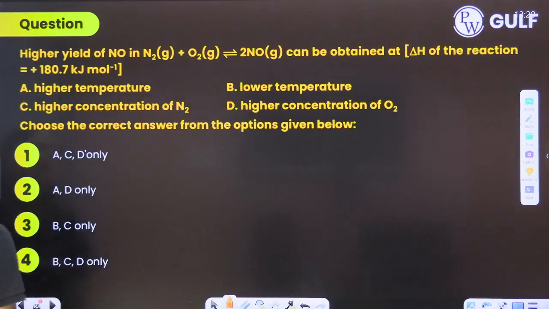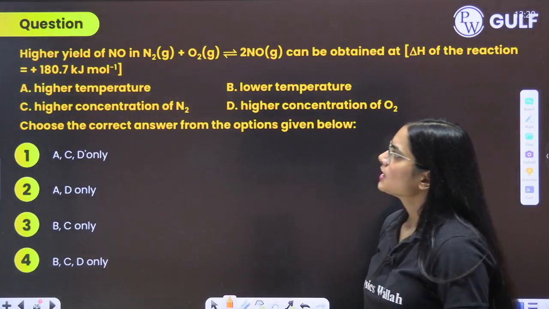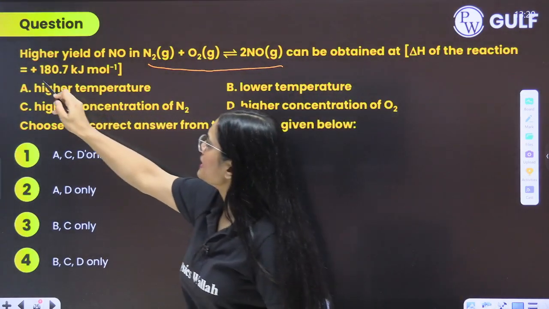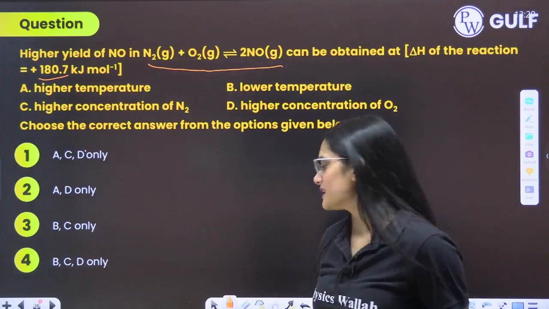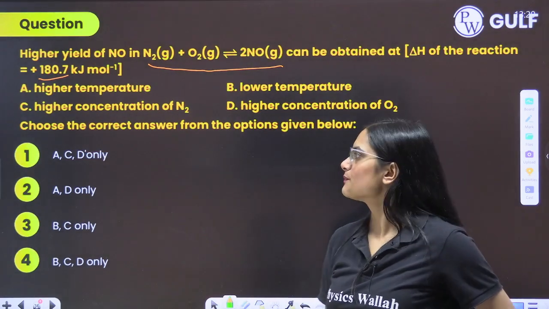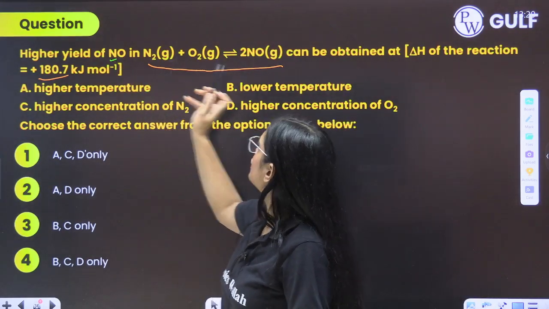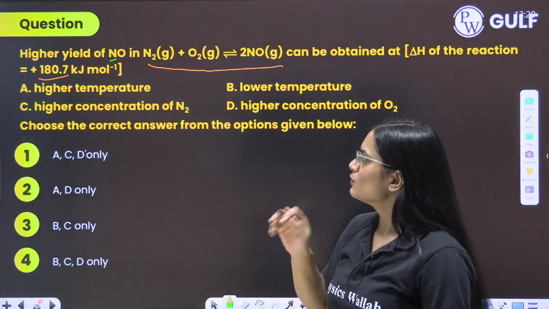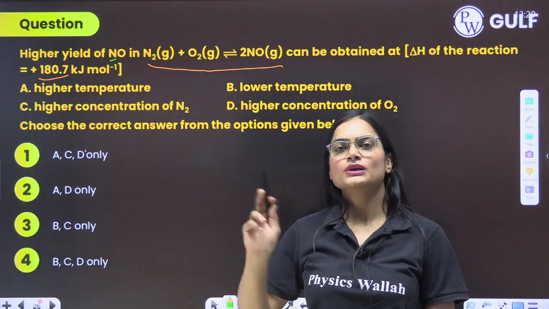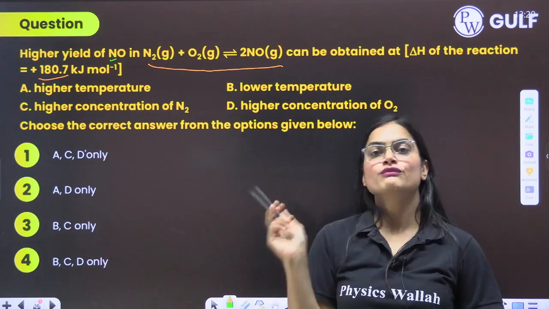Next one, high yield of NO in N2 plus O2 giving 2NO can be obtained at. Okay, so you can see this reaction here. For this reaction, delta H is positive, so it is an endothermic reaction. Enthalpy of the reaction is positive. Choose the correct answer from the options below, like what you will do to maximize the yield of NO. So if you increase the temperature, according to Le Chatelier's principle, your reaction will try to decrease it. And how can it decrease the temperature? When it moves in the forward direction.